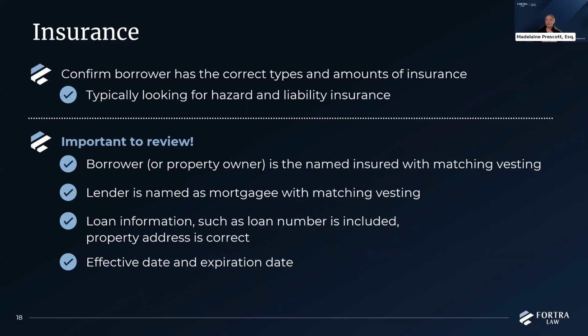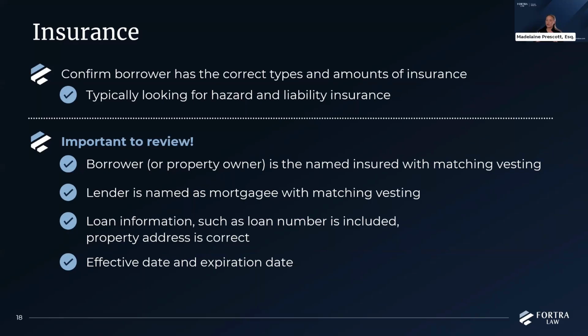We also want to review for loan information, like your loan number. You want to make sure that's on there. And importantly, you want to make sure the property address is correct. You want to make sure that the insurance is actually for the property that you are securing as your collateral. And lastly, here is the effective date and the expiration date. These sometimes you have to be a little flexible with.